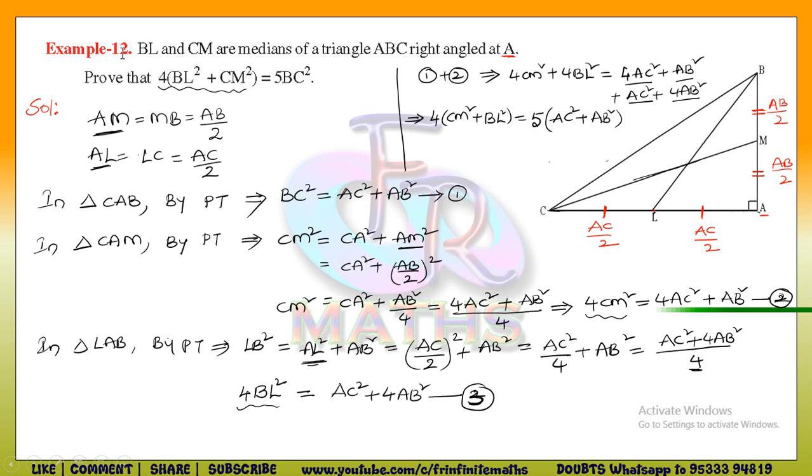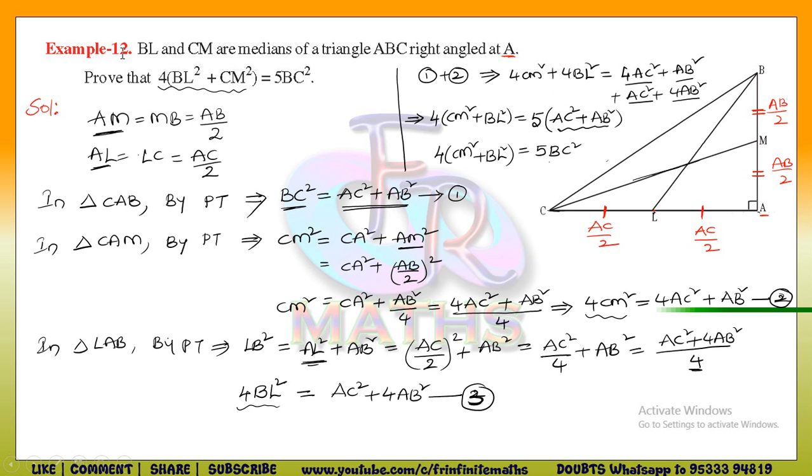But from equation number 1, AC square plus AB square is nothing but BC square. So instead of AC square plus AB square, I can write it as 5 times BC square. So this is nothing but the value of 4 times CM square plus BL square.